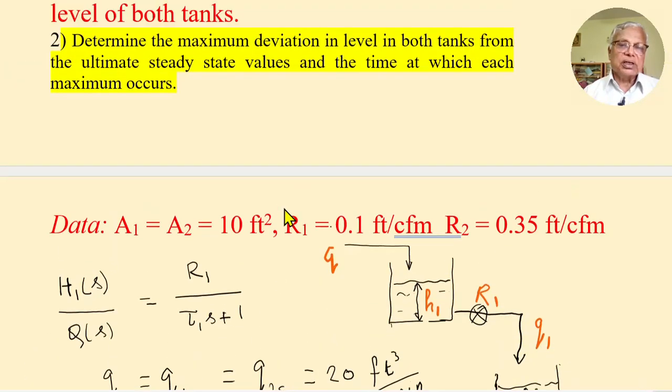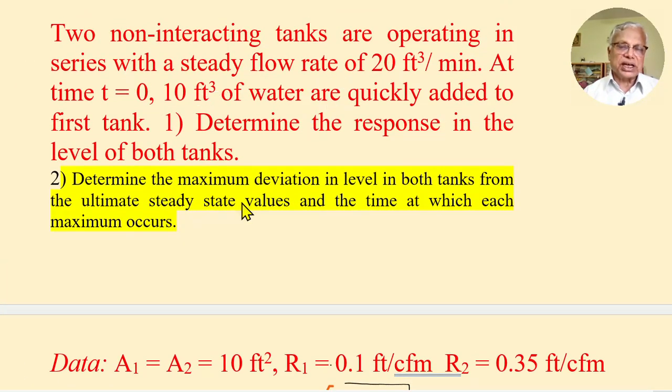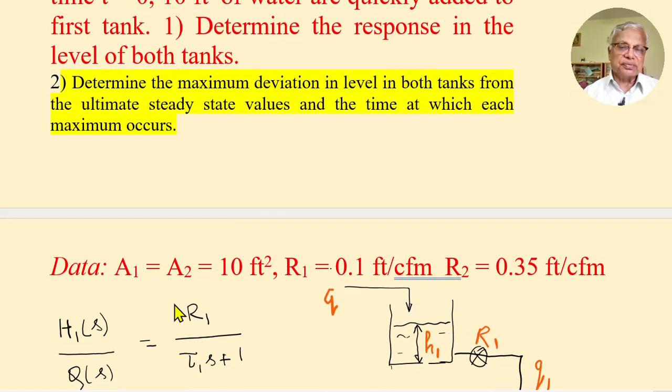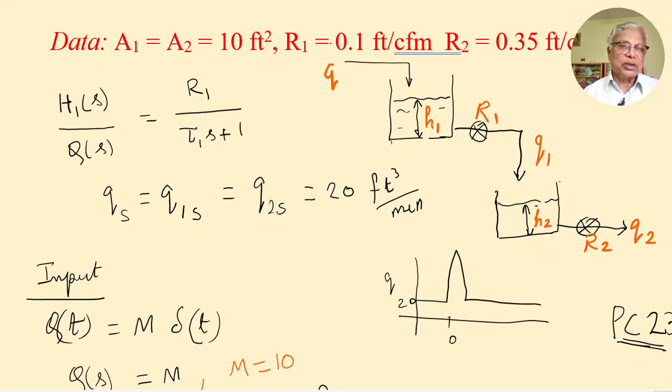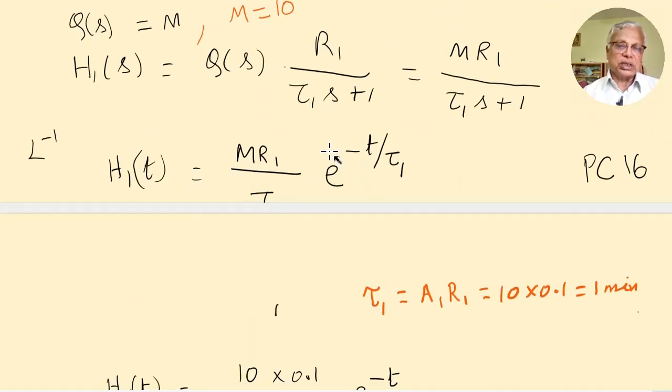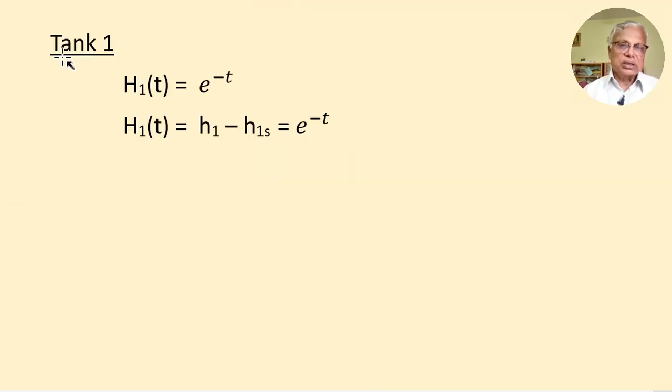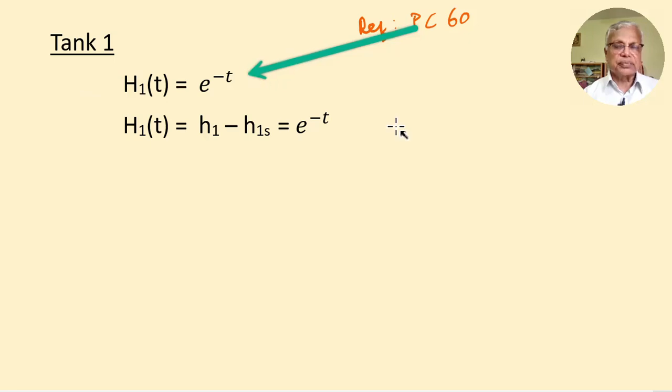What is given here is an impulse input to the first tank. 10 cubic feet of water quickly added. As a result of this, we have found the level in each tank. So we found H1(t) and so on. This is for tank 1, which we found in the previous lecture, PC60, in the first part.